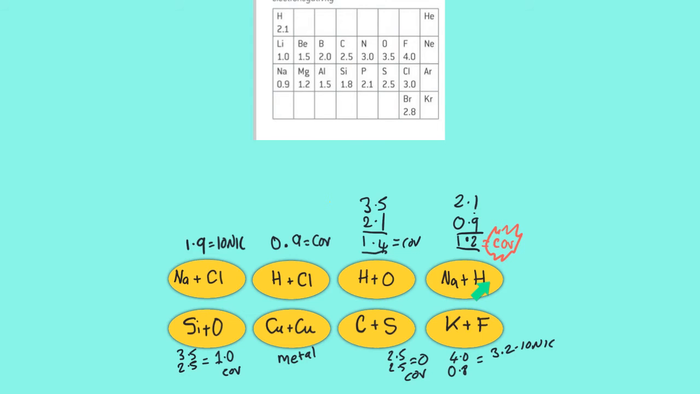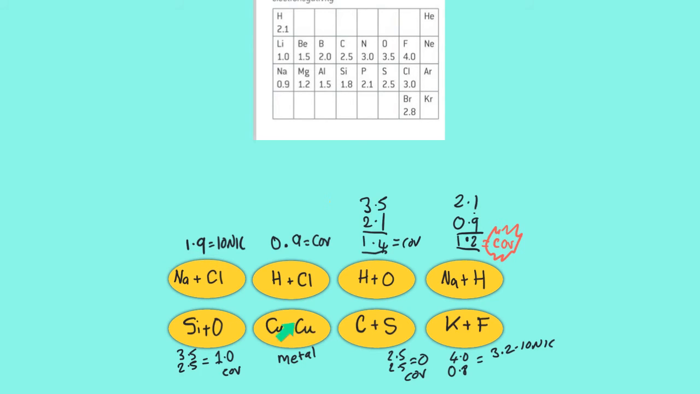Sodium and hydrogen. Now you might think that this is going to be ionic because it's a metal and a non-metal. However, the difference in electronegativity is 1.2 and we'll come back to compounds like this in the next part of the video. Silicon and oxygen. Oxygen is 3.5, silicon is 2.5. The difference is 1, which is less than 1.9, so it's covalent.